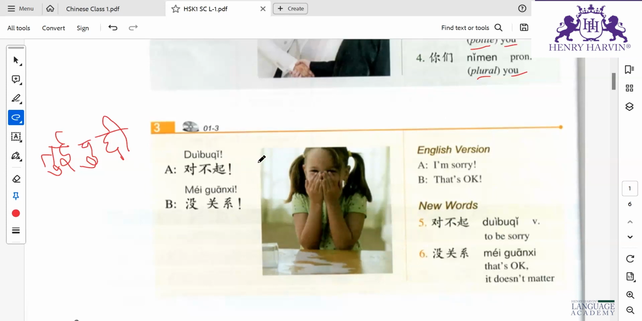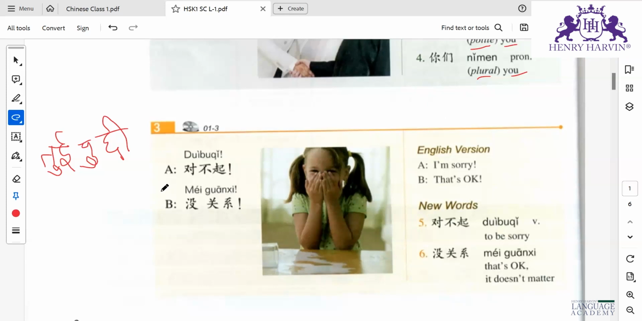So just repeat. Tui puchi. Right. Just repeat again, one by one. Tui puchi. Tui puchi means I'm sorry. Whenever you want to say sorry to someone, you will say tui puchi.